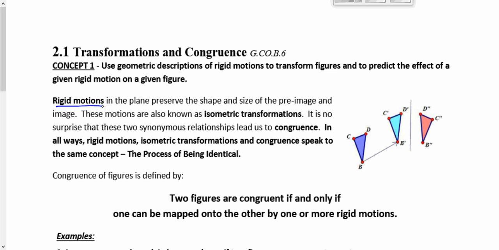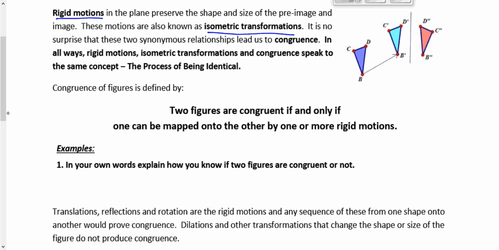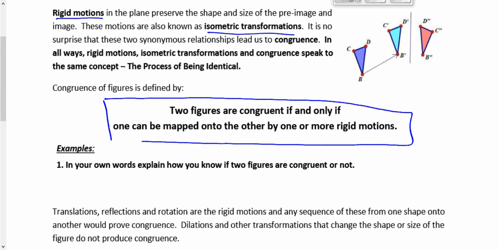So, congruence. We've talked about rigid motions, right? Rigid motions are also known as isometric transformations or congruence transformations, okay? And this is important here: two figures are congruent if and only if one can be mapped onto the other by one or more rigid motions, the three we just mentioned. Any one of those or any combination of those, and you'll have congruent figures.